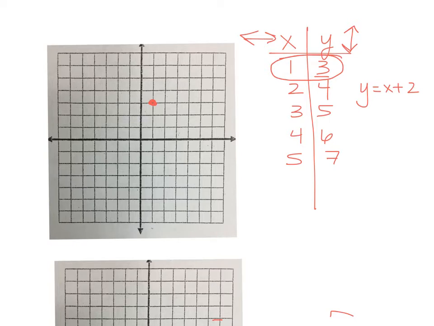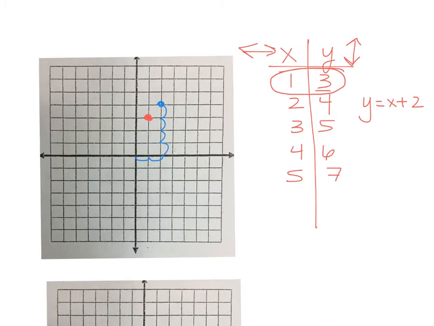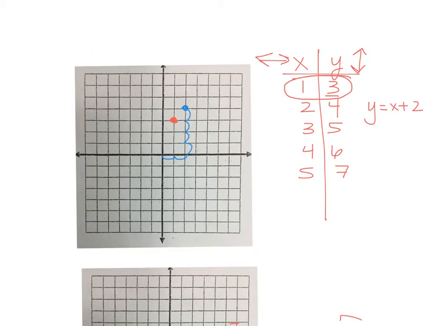Then you plot (2, 4). So you're going to go 2 to the right from (0, 0), 4 up. 1, 2, 3, 4. And that puts you there, okay? Then you plot (3, 5). So (3, 5) is 3 to the right and 5 up, right? So the graph is going to look something like this, okay?